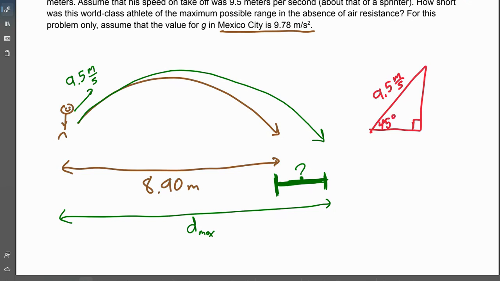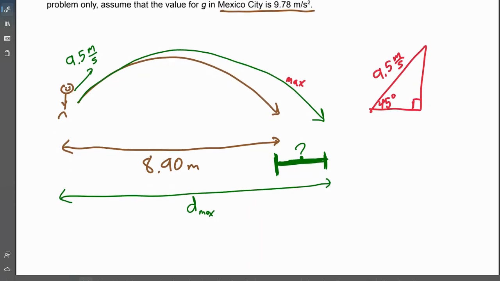So this is for this green path over here, for the maximum possible. This is our maximum, and it would have been at 45 degrees. Okay, so if we use our velocity triangle here, we can solve for v naught y and vx. You can use the normal sine and cosine to get those. I hope you're okay with those by now.